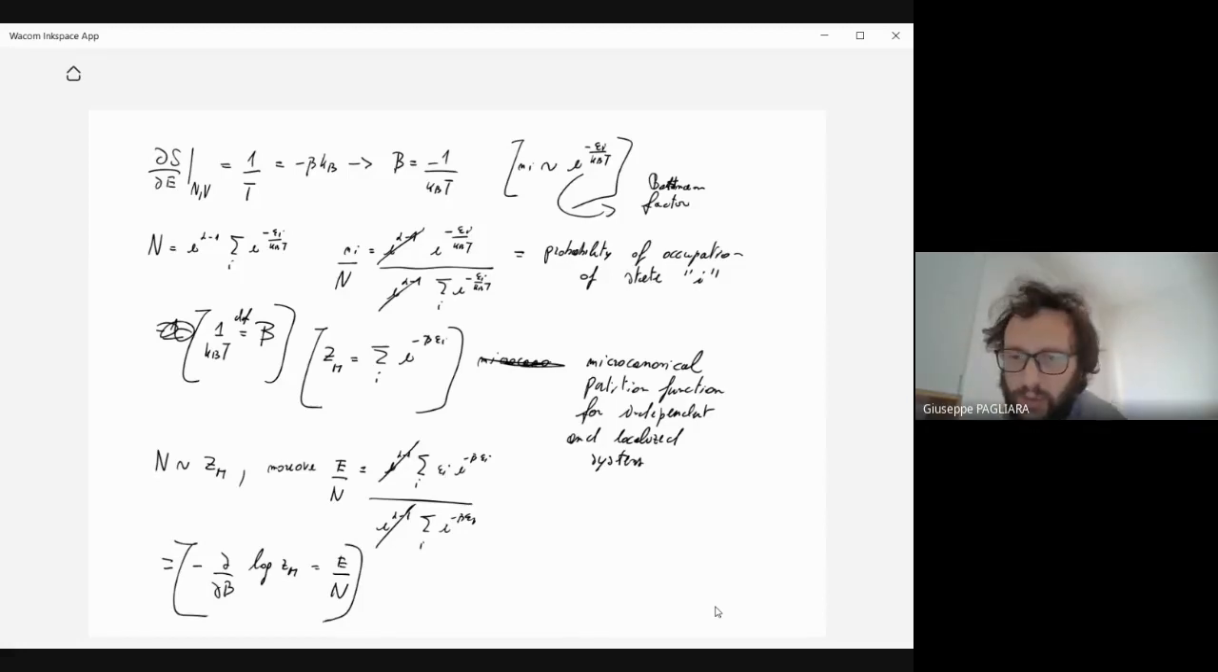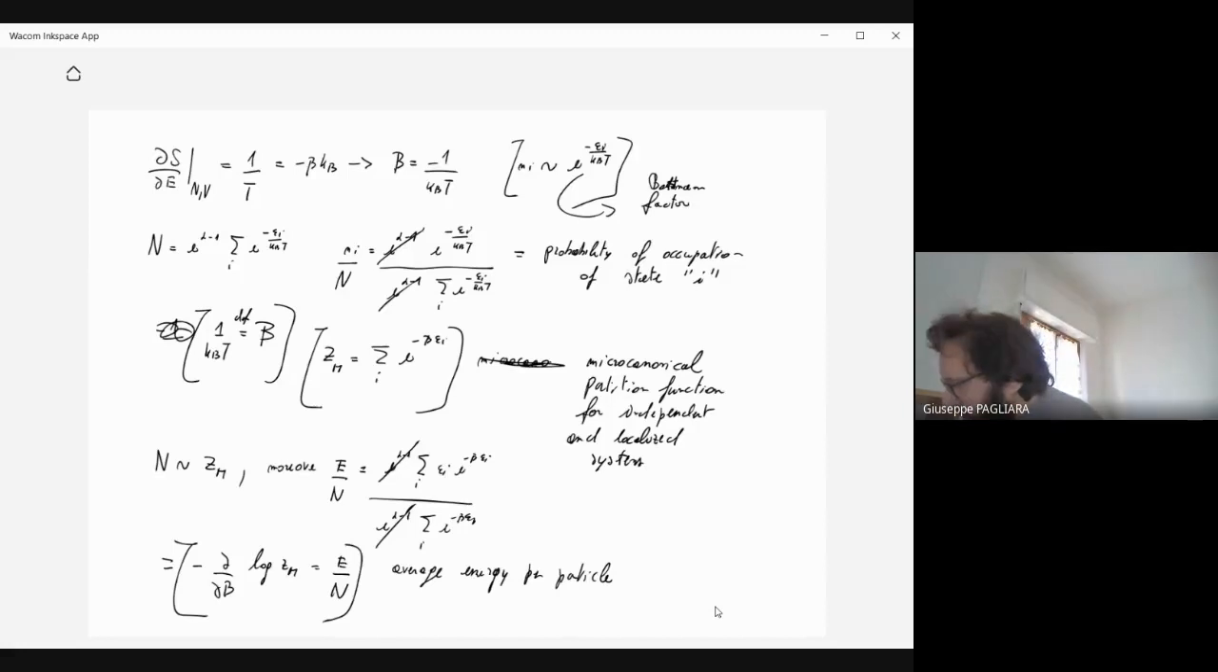Because when I do the zeta m and the log and the derivative of the log, of course, I have the denominator, one over the denominator. I have the sum, and then at the numerator I will get epsilon i as coefficient. So what is this quantity here? It is the energy per particle, or the average energy per particle, which, as you see, can be computed once I have the canonical partition function.